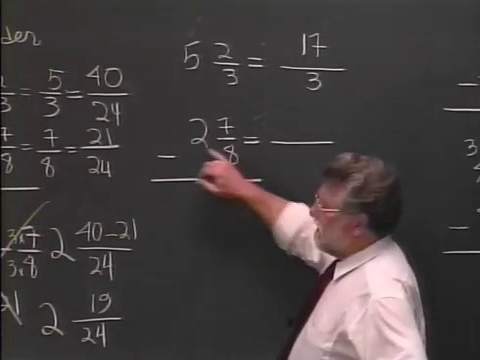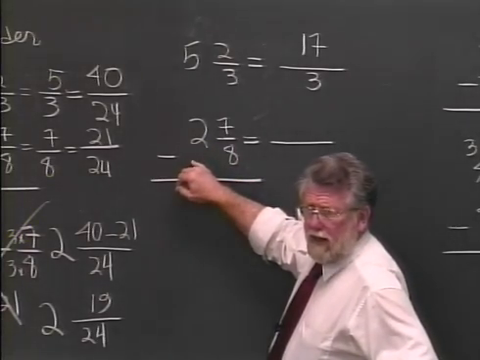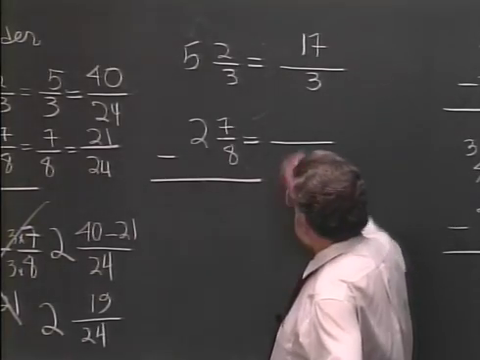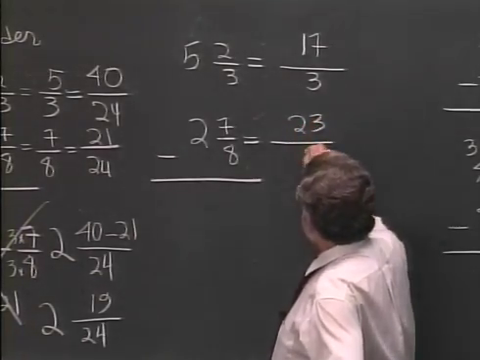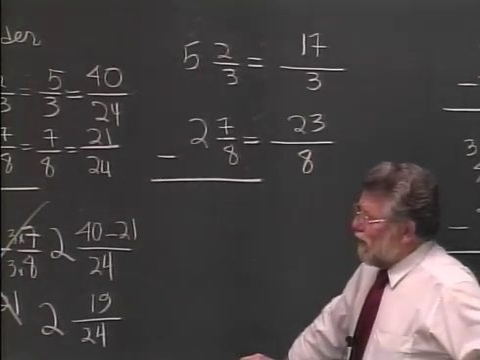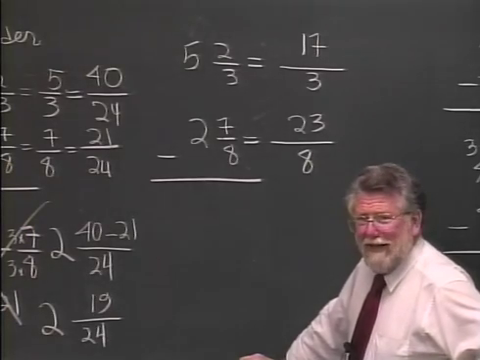8 times 2 is 16. Add 7. I mean, they aren't going to support you. Just leave you out on a limb. Hang you out there to dry. 23 over 8. Okay. Yeah, if nobody agrees with you, you start saying, God, what did I just do wrong?